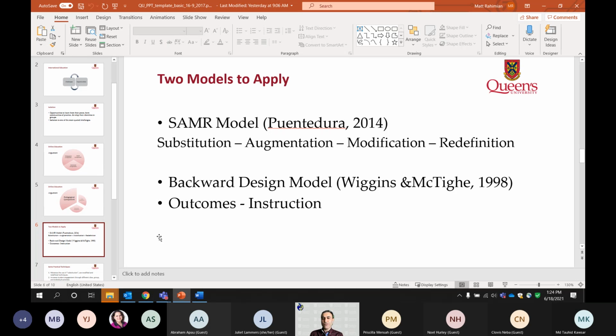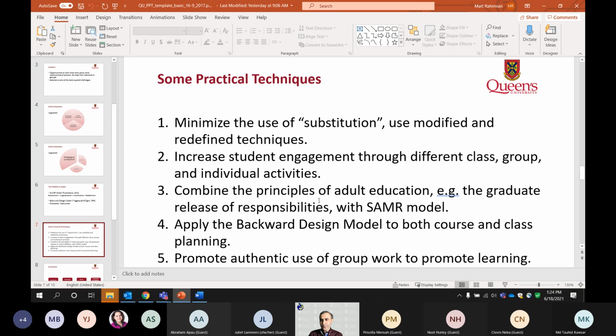SAMR stands for Substitution, Augmentation, Modification, and Redefinition by Dr. Puentedura. The other method that could be combined with that is the backward design model, which was originally developed by Wiggins and McTighe in 1998, basically talking about outcome-based education and thinking about outcomes and integrating that into instruction. But how to combine them to have a more effective and engaging classroom?